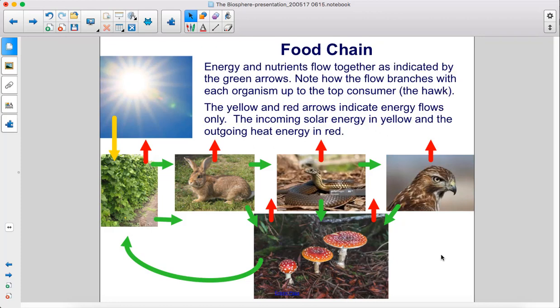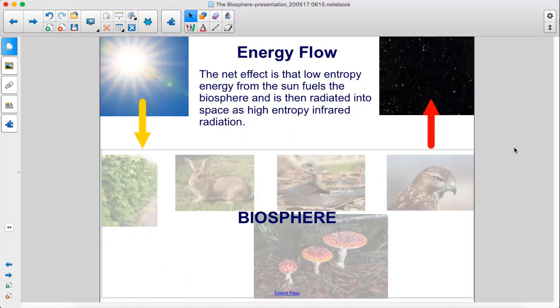Energy and nutrients flow together as indicated by the green arrows. Note how the flow branches with each organism up to the top consumer, the hawk. The yellow and red arrows indicate energy flows only: the incoming solar energy in yellow and the outgoing heat energy in red. The net effect is that low entropy energy from the sun fuels the biosphere and is then radiated into space as high entropy infrared radiation.